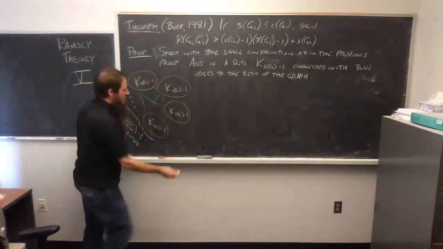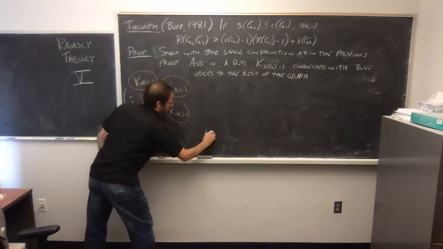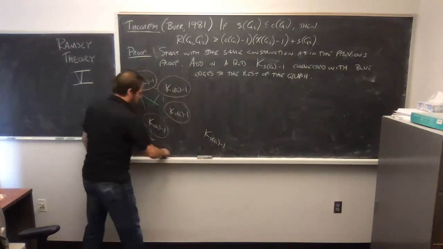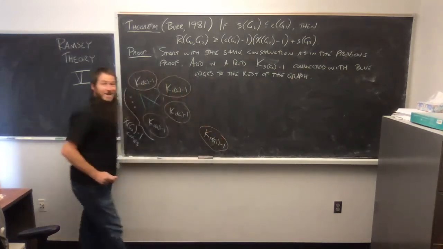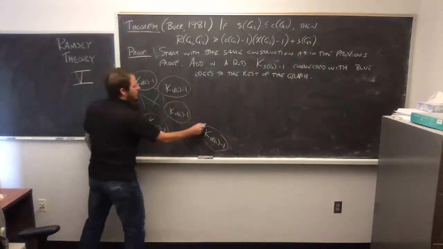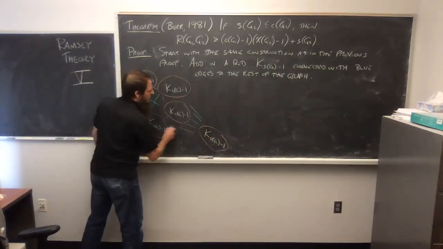Let me go ahead and draw that into the picture. I'll put it off to the side here. So I have a chi of S of G2 minus 1. I'm assuming that this is red. And then all the edges coming from vertices here to any other vertices up above, they're all blue.